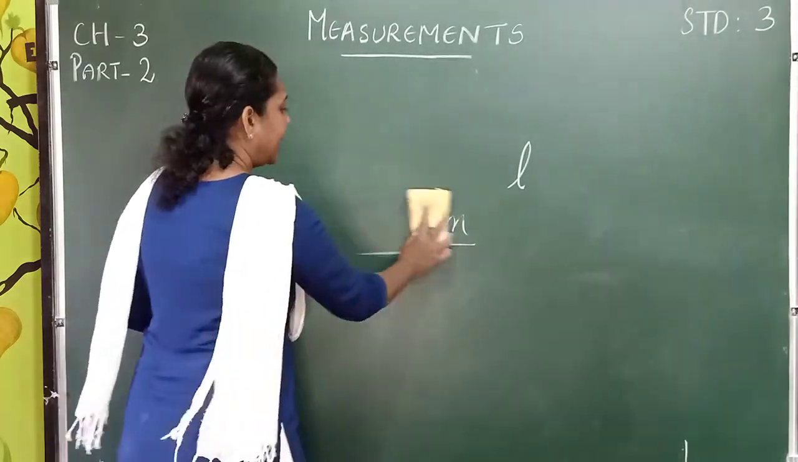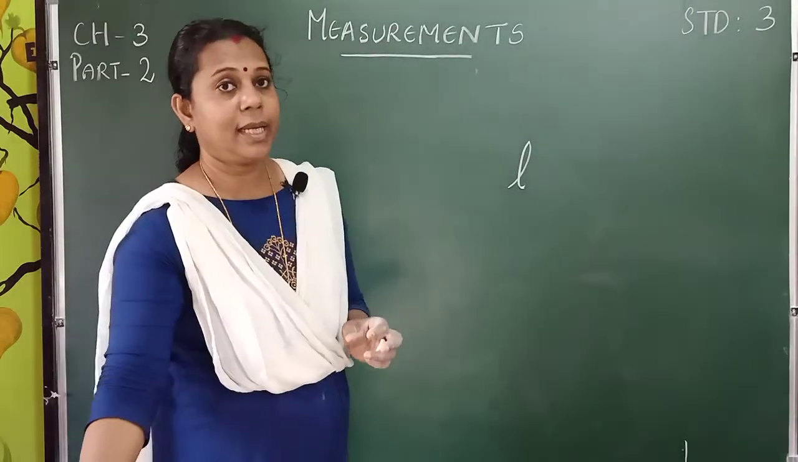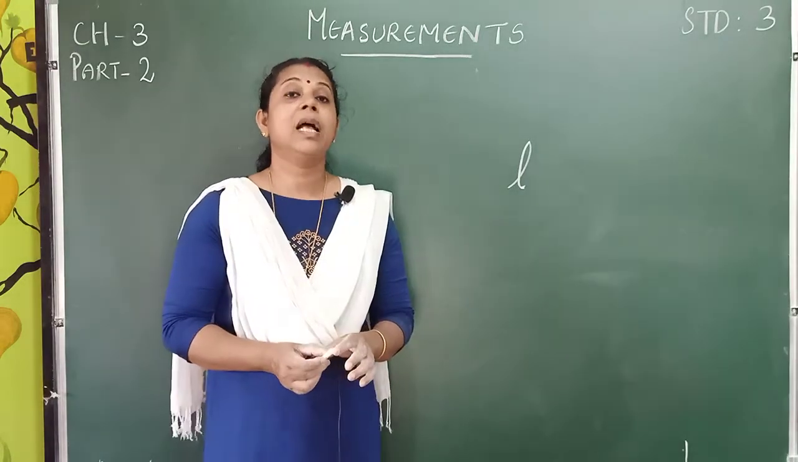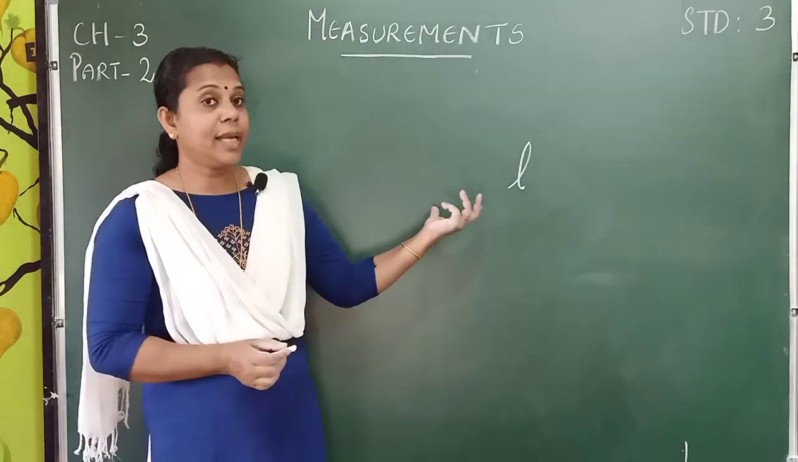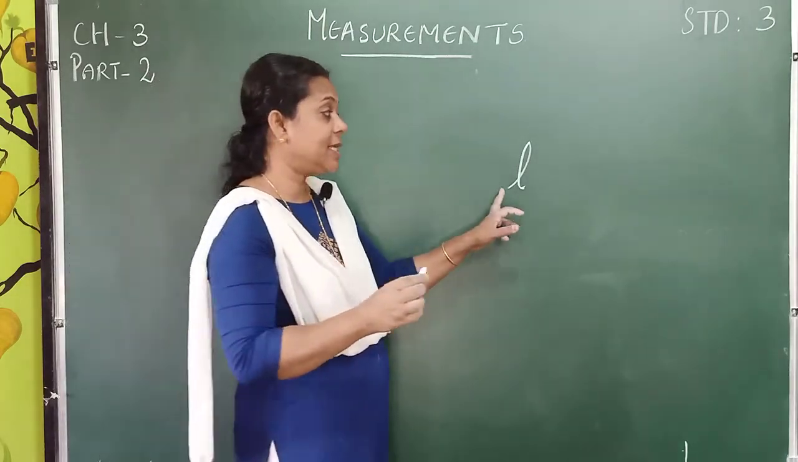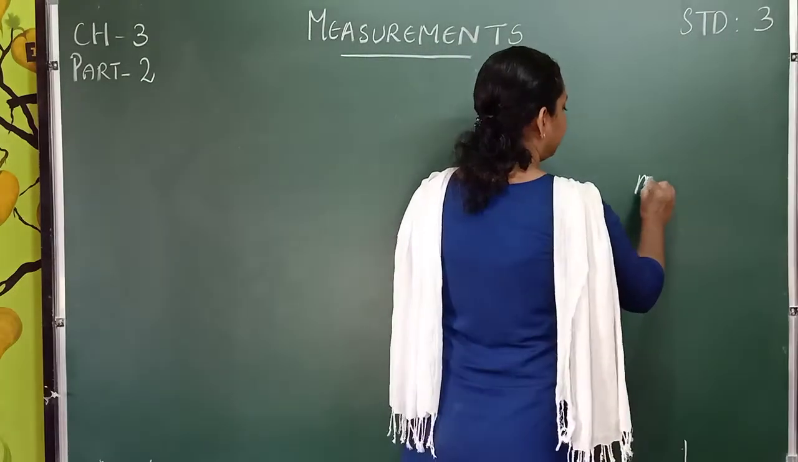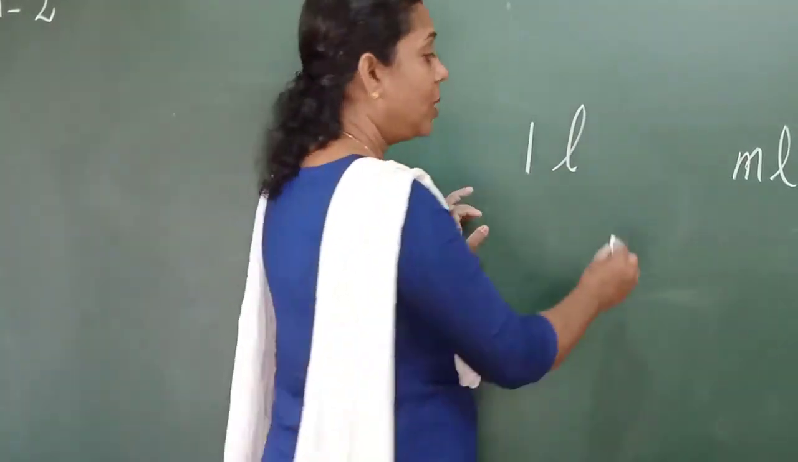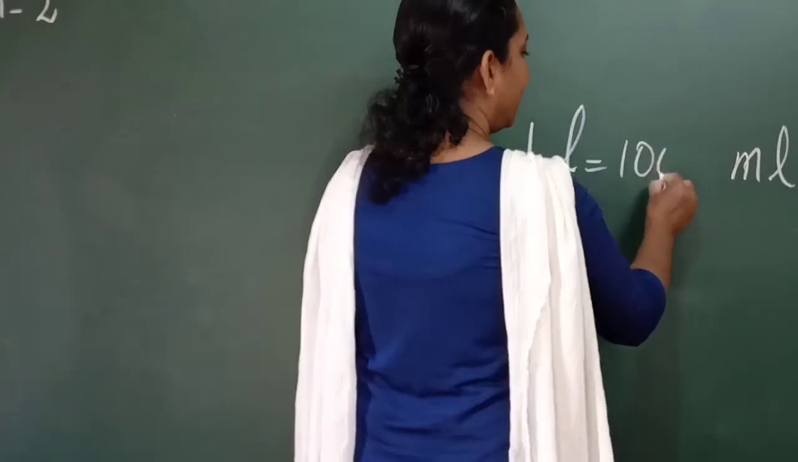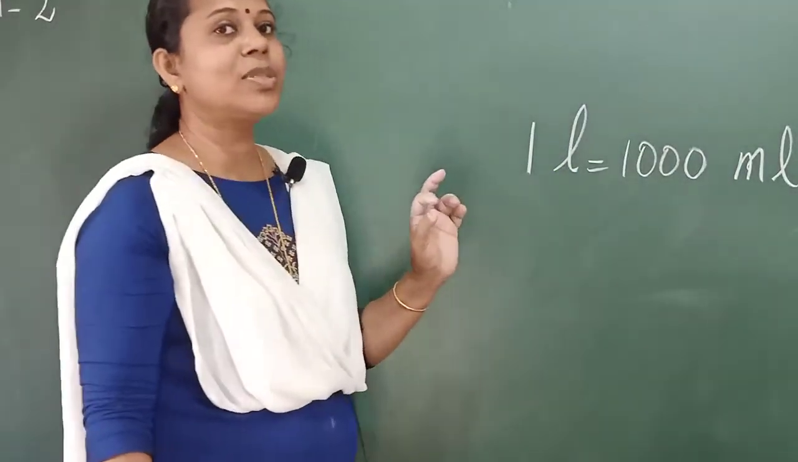In liter and milliliter, just like kilometer and meter, the relation between kilometer and meter is 1000 meter is equal to 1 kilometer. Just like that, there is a relation between liter and milliliter. We have 1 liter is equal to 1000 milliliter.